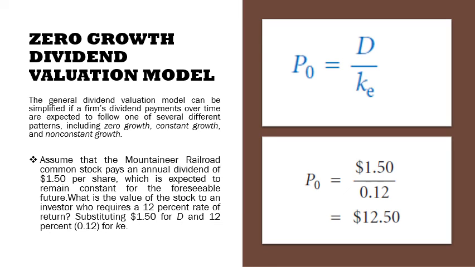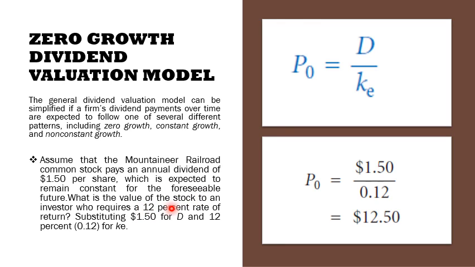What if there will be no growth in the dividend? So we will be using the zero growth dividend valuation model, with this formula: P0, again the initial stock price, equals the dividend over the rate of return. The general dividend valuation model can be simplified if a firm's dividend payments over time are expected to follow one of several different patterns, including zero growth, constant growth, and non-constant growth. When we say zero growth dividend model, there will be a constant amount of dividends released within a determined future time. So assume that the Mountaineer Railroad common stock pays an annual dividend of $1.50 per share, which is expected to remain constant for the foreseeable future.